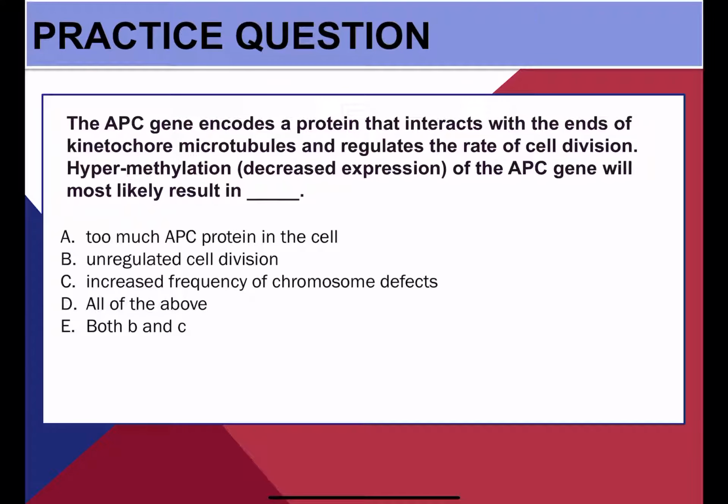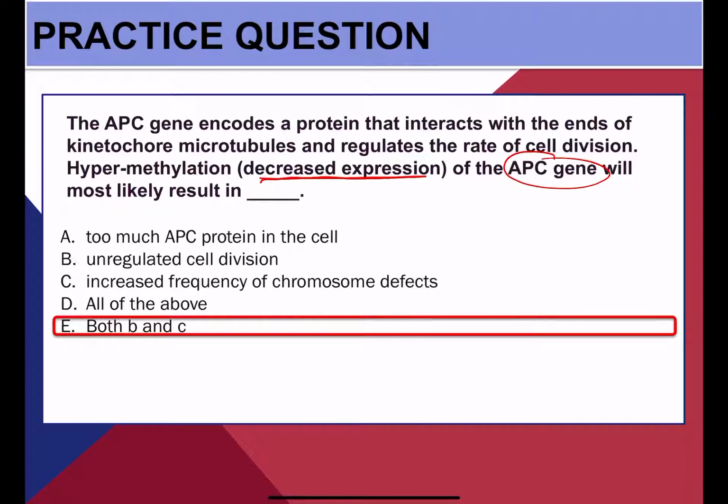The APC gene encodes a protein that interacts with the ends of kinetochore microtubules and regulates the rate of cell division. Hypermethylation or decreased expression of the APC gene will most likely result in both B and C: unregulated cell division and increased frequency of chromosome defects. Okay, it's already hypermethylated, down-regulated in expression, so you won't end up with more of those proteins around.